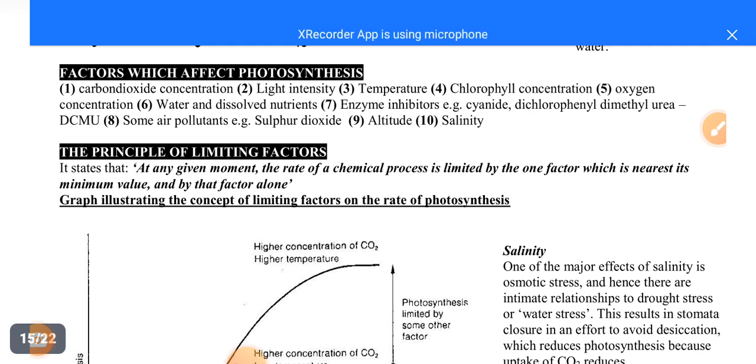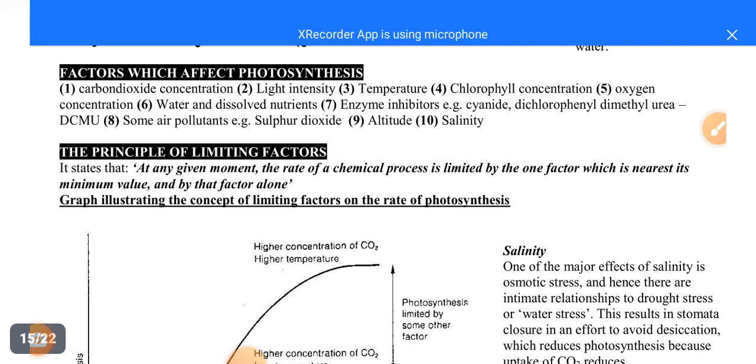Light intensity, temperature, chlorophyll concentration, oxygen concentration, water and dissolved nutrients, enzyme inhibitors, e.g. the cyanide, the DCMU, which is dichlorophenyl dimethylurea, that is DCMU. Another one, we have some air pollution or some air pollutants, e.g. the sulfur dioxide, the altitude, and lastly salinity.